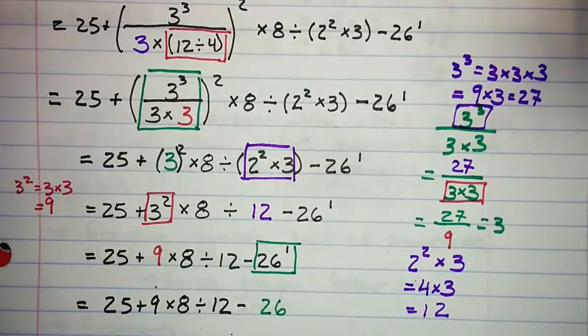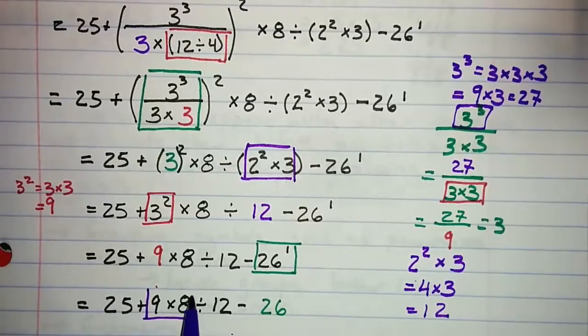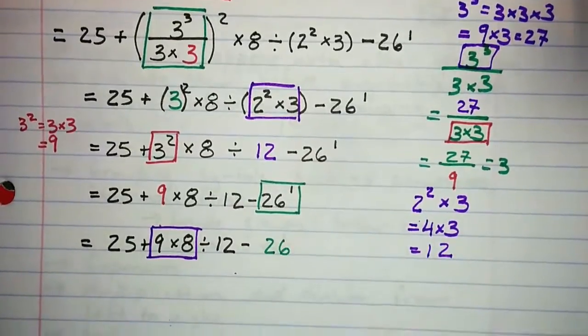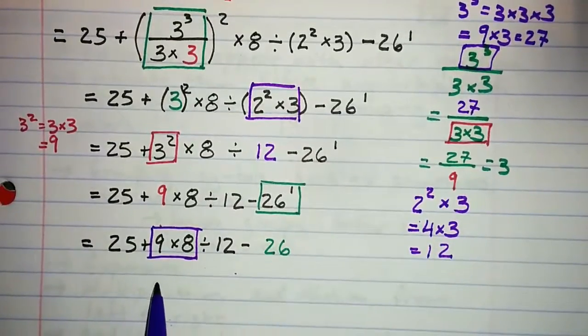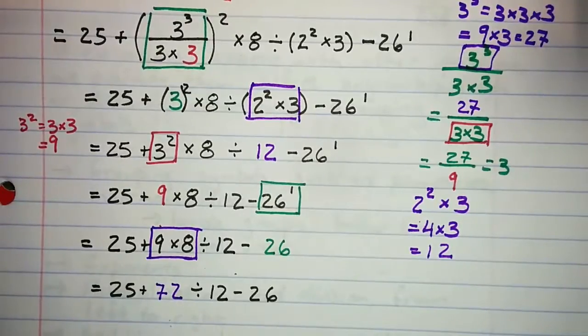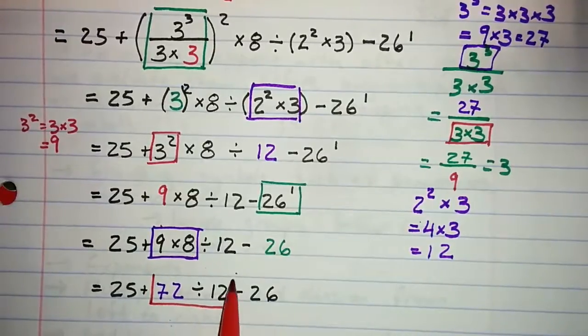What comes next? Multiplication and division from left to right. So, scanning left to right, this is my first example of multiplication or division. 9 times 8, I know, is 72. And now, scanning again from left to right, I see this instance of division.